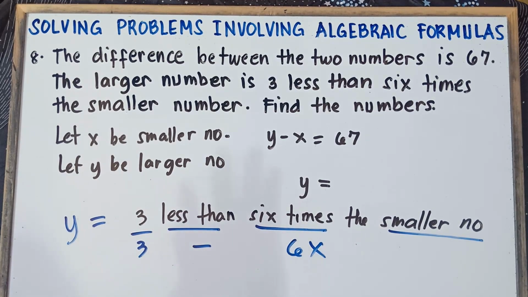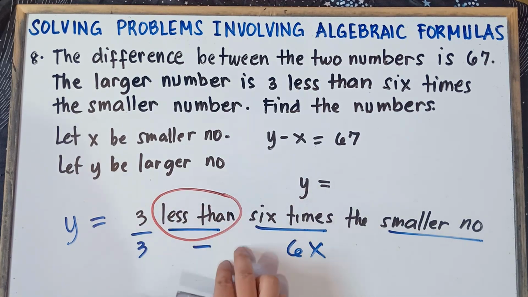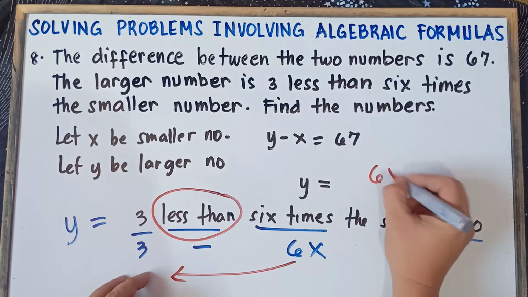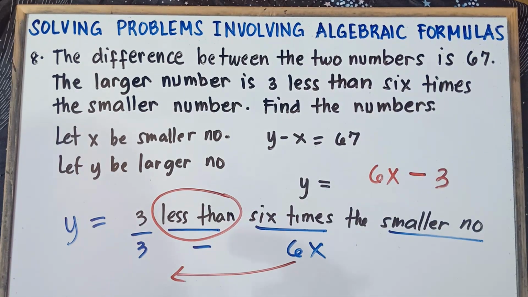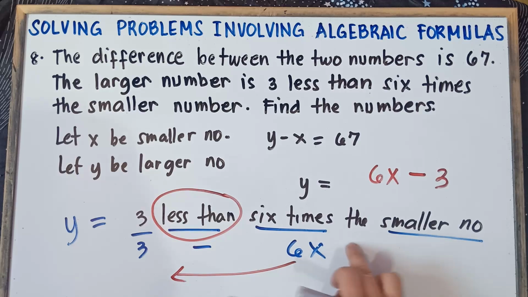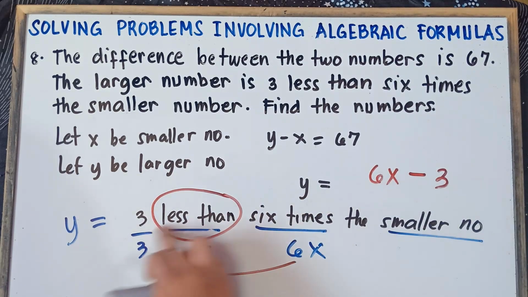Now, be careful with this one, class, especially in subtraction. You will commit a mistake, class. You have this word less than. Once again, class, if you have this word less than, you do it in reverse. The 6 times comes first, so this will be 6x. Copy the minus sign and then copy 3. Once again, class, it should be 6x minus 3. 6 times the smaller number comes first, so 6x. Copy less than, copy the minus sign, and then copy 3.